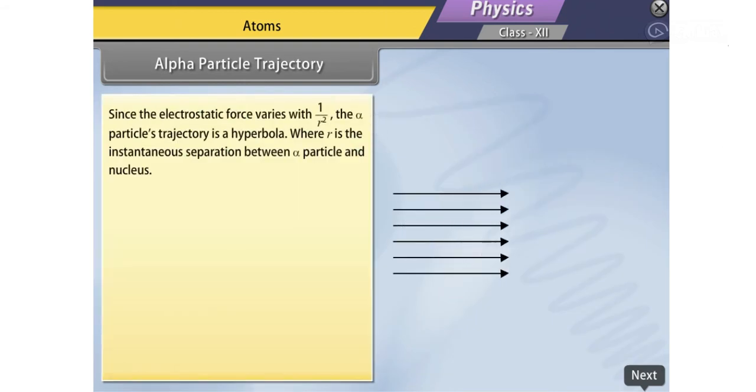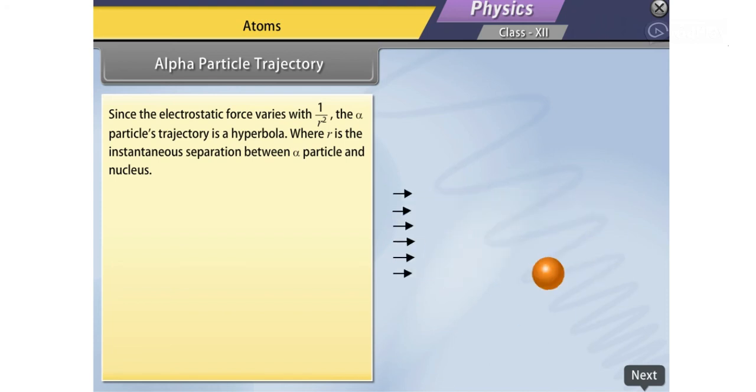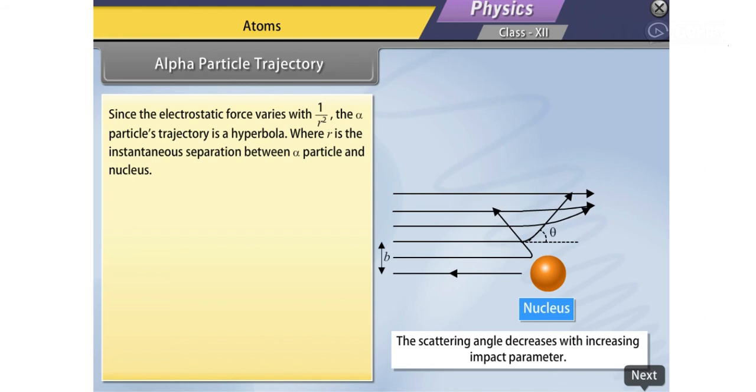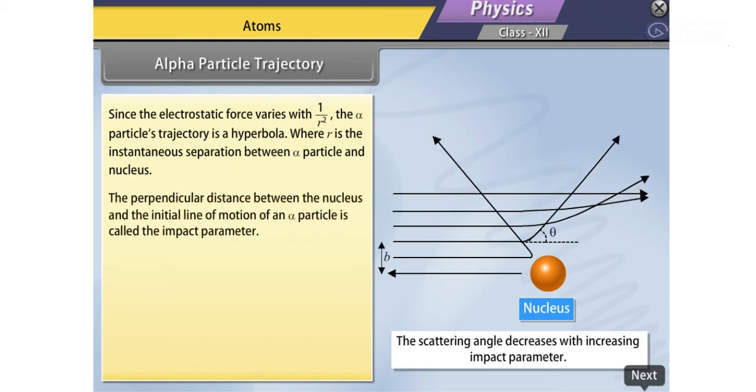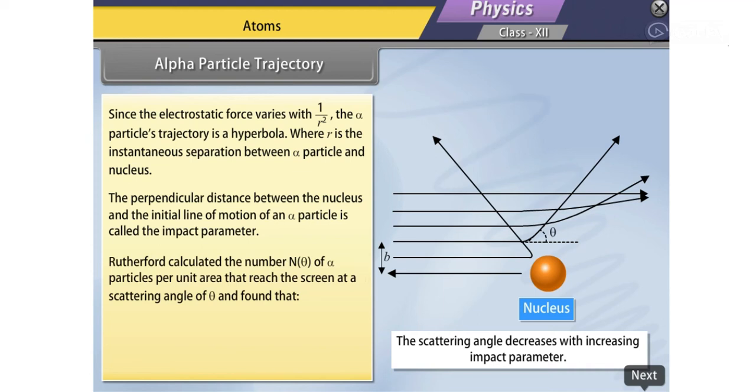Alpha particle trajectory. Since the electrostatic force varies with 1/r^2, the alpha particle's trajectory is a hyperbola, where r is the instantaneous separation between the alpha particle and the nucleus. The perpendicular distance between the nucleus and the initial line of motion of an alpha particle is called the impact parameter. Rutherford calculated the number N(theta) of alpha particles per unit area that reach the screen at a scattering angle of theta and found that N(theta) is inversely proportional to sin^4(theta/2).